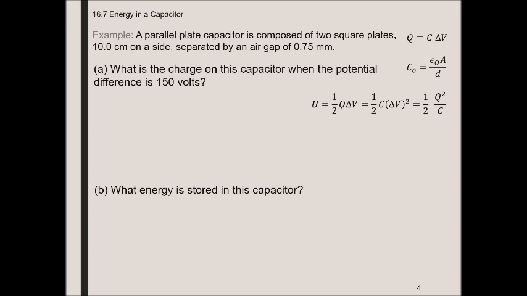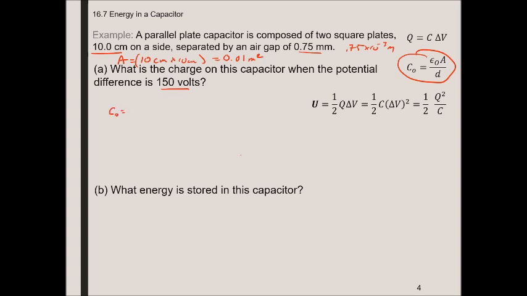So here we have a parallel capacitor consisting of two square plates, 10 centimeters on a side, so that area is going to be 10 centimeters times 10 centimeters gives us 0.01 meters squared, an air gap of 0.75 millimeters, so that's going to be 0.75 times 10 to the negative 3 meters. And we want to figure out the charge on the capacitor when the potential difference is 150 volts. So all this information looks very much like we're going to find the base capacitance. It doesn't say anything about any special material in there, so we're going to use our base capacitance.